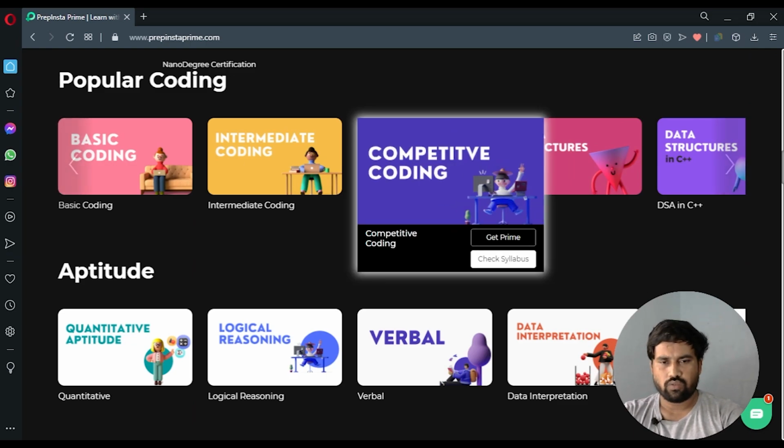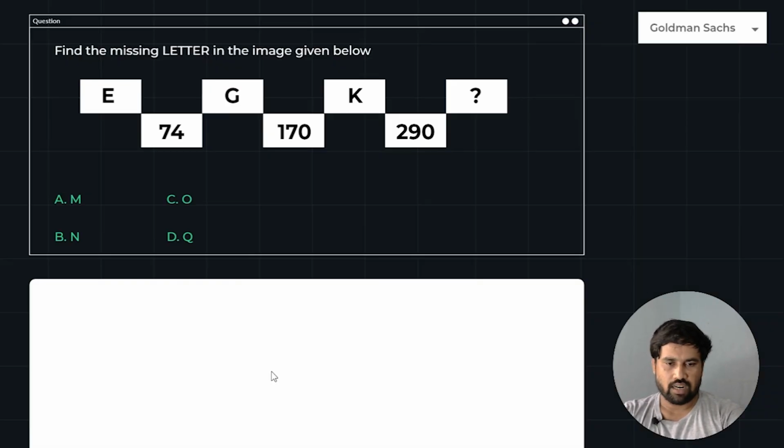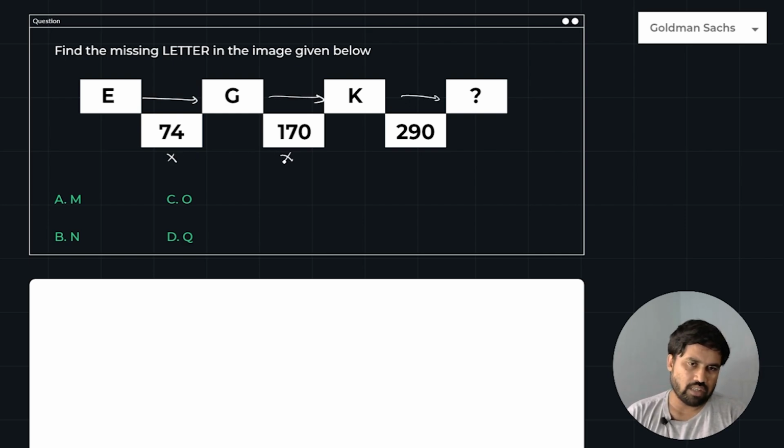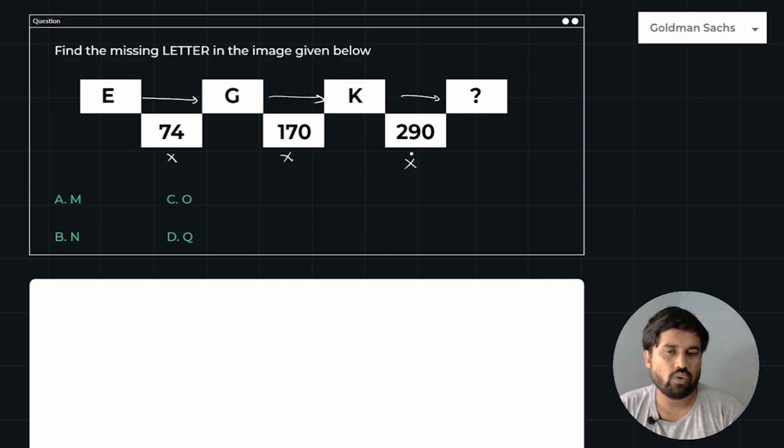Okay, so without any further delay, let's start our last problem of the session. Just look here, guys. E, G, K is given. We have to find the next one. There is no importance for the numbers. Actually, they want to test you in a tricky way: are you focusing on the numbers? If you are focusing on the numbers, you will waste your time. So don't do that. Simply focus on the elements.